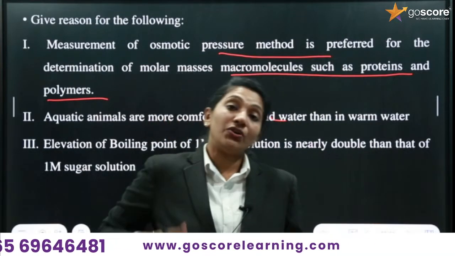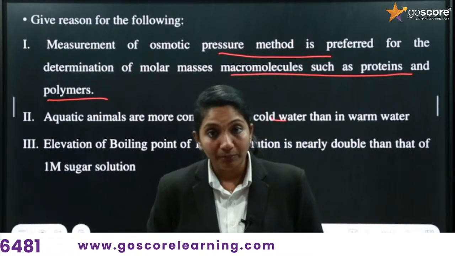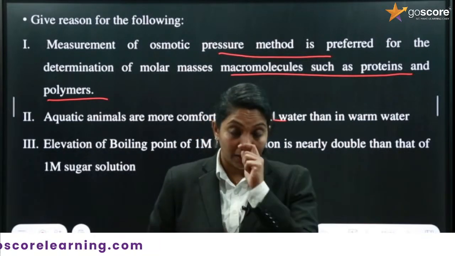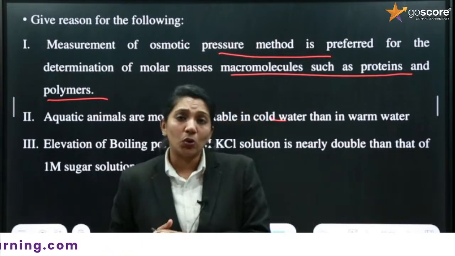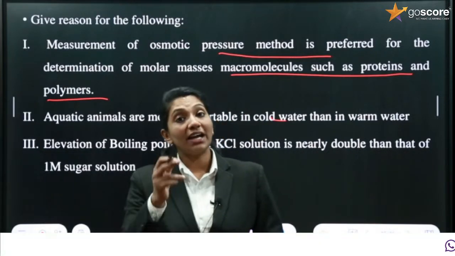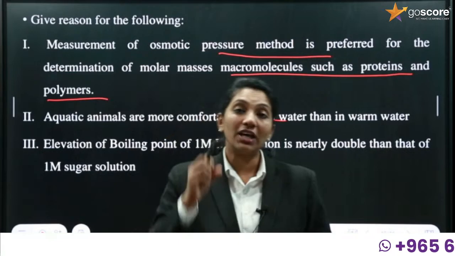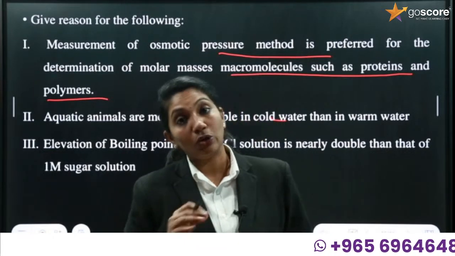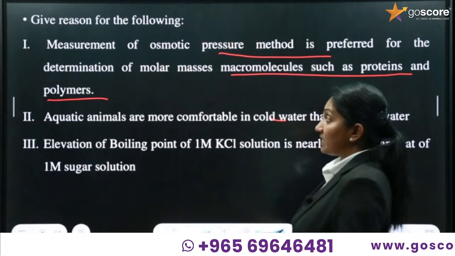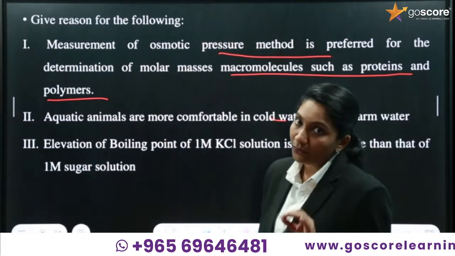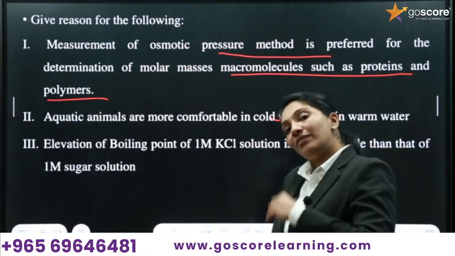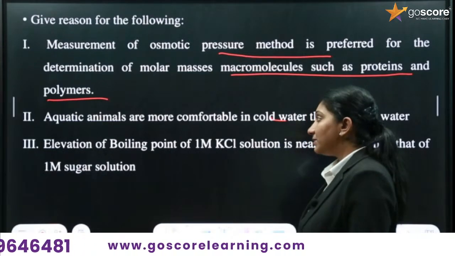And also, if you are using the elevation in boiling point, depression in freezing point, or relative lowering of vapor pressure, they will give a very low value. It will be difficult to measure the value accurately. But at the same time, the osmotic pressure value will give you the exact value even at a very low concentration. That is the reason why we are using the osmotic pressure. The major thing is it is carried out at room temperature, and if you are using the osmotic pressure method, we will get exact values, right?